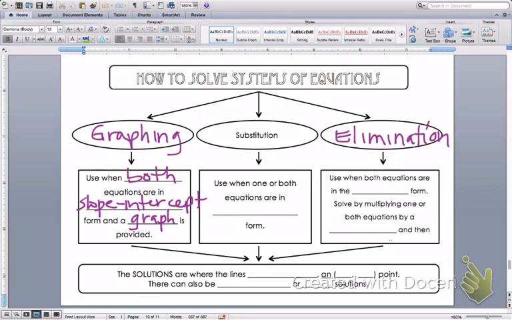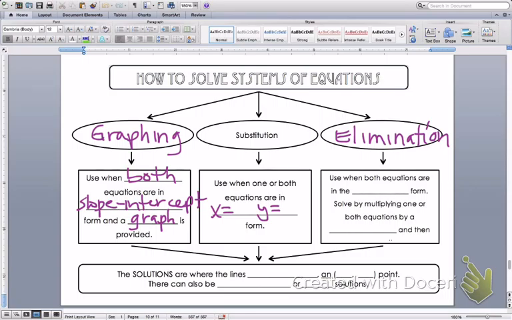Substitution, you want to use it when one or both of the equations are in x equals form or y equals form. So again, if they're not, then substitution is not as convenient, because then you have to solve for x or solve for y before you can substitute.